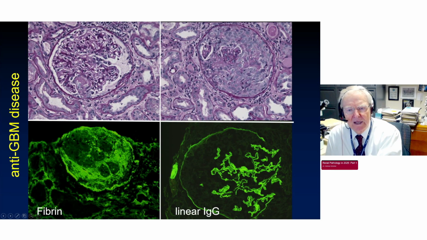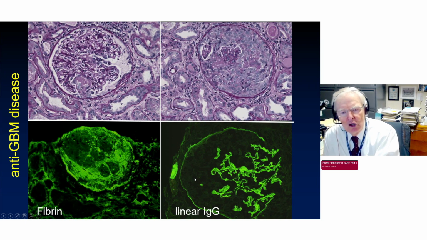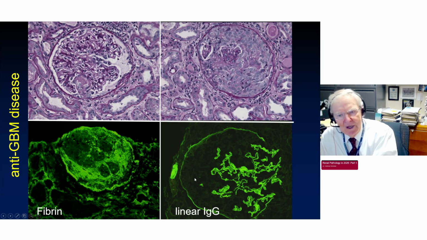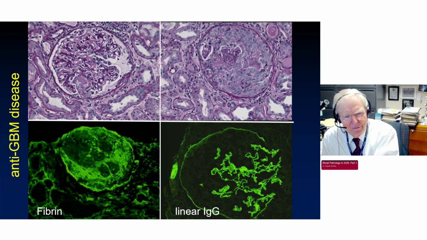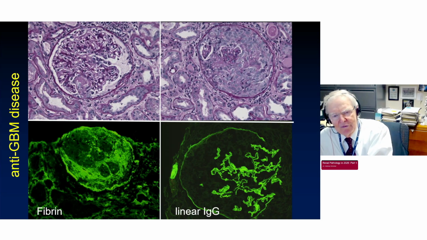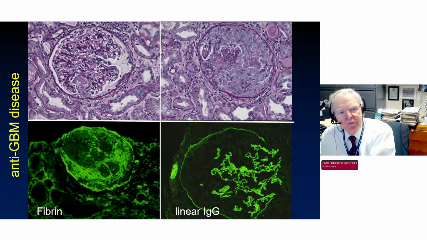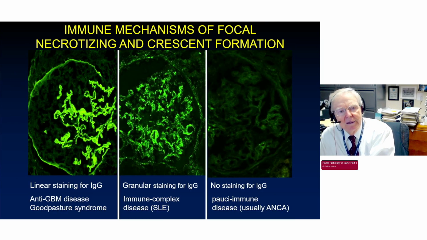Here you have a classic example of linear staining of IgG along the GBM with fibrin in the crescent with a focal necrotizing pattern and crescentic pattern in a patient with sudden onset of anti-GBM disease. This is probably one of the few emergencies that we also in renal pathology have, in which we have to convey the message very quickly so the patient can get treated and to prevent further complications, mostly in the lung.